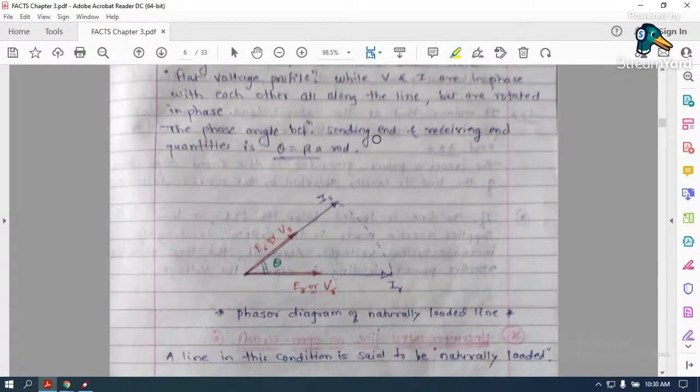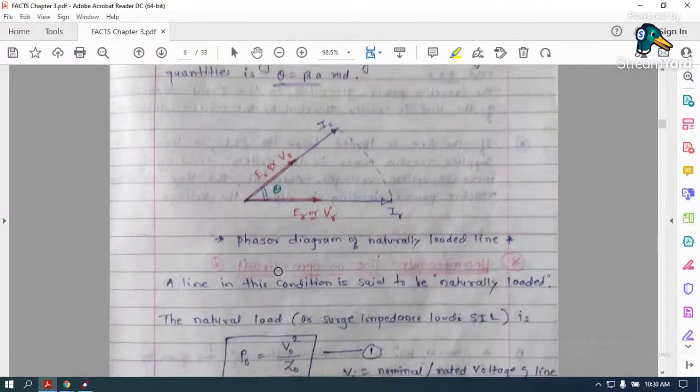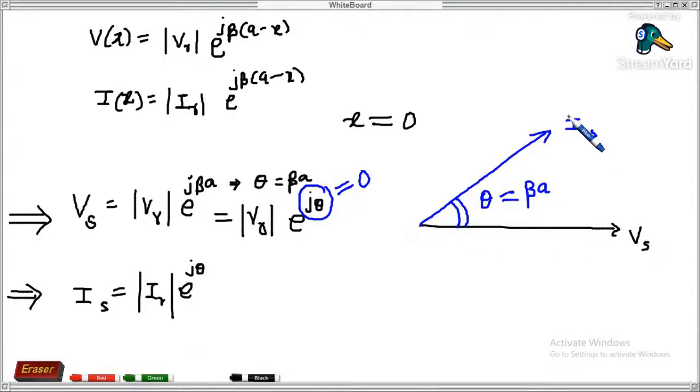The phase angle between sending end and receiving end quantity is theta, which is equal to beta into a radians. This is only for the naturally loaded line. Naturally loaded means what? When the load connected to the transmission line is exactly equal to the surge impedance load, which is also called the natural load. In that case only, see, मी काय काढलं इथे VS आणि IS मधला.